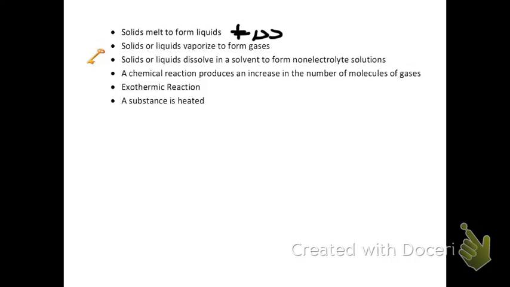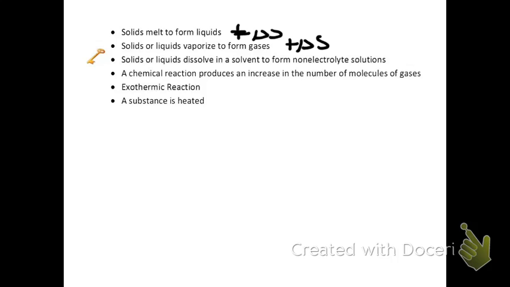Well, let's look at the next one. Solids or liquids vaporize to form gases. Well, gases are the most disorganized matter out there. So if we are moving from a solid or a liquid to a gas, it's definitely increasing the entropy. So it's going to be positive.